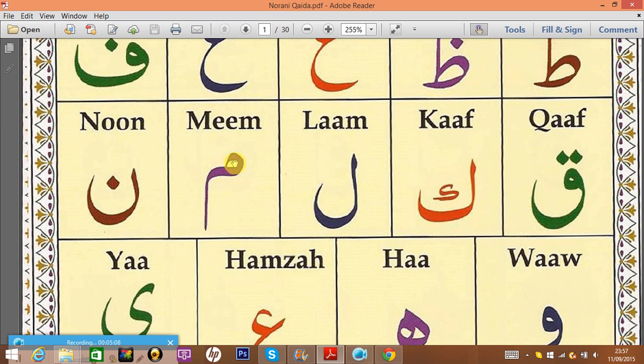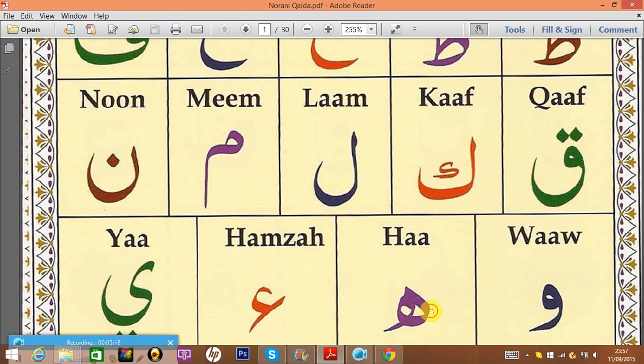Okay, this is one eye. I call it one eye. I'm teaching kids for the last 5 years. I'm just telling them one eye is mim and two eyes is ha, so kids can understand easily. Next is noon. Noon is only simple writing, one dot on the top.